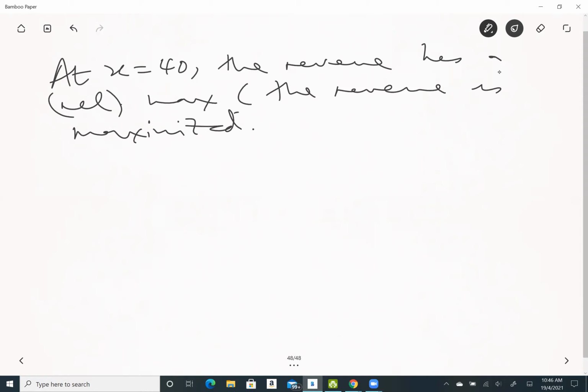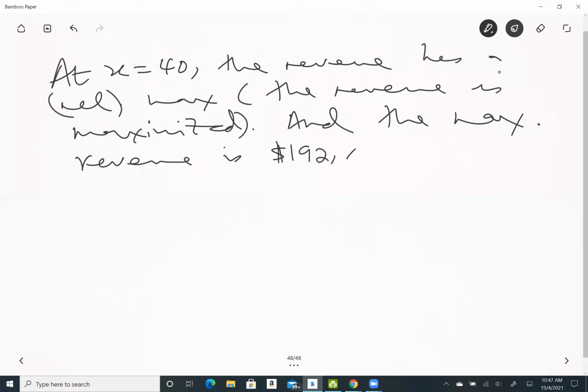All right? And now you want to describe the value of the R, and the maximum revenue is equal to what? The revenue is equal to the value. The maximum revenue is $192,000. So here you are describing the critical point, and that critical point is the maximum. So you describe it in terms of what? In terms of a maximum value.